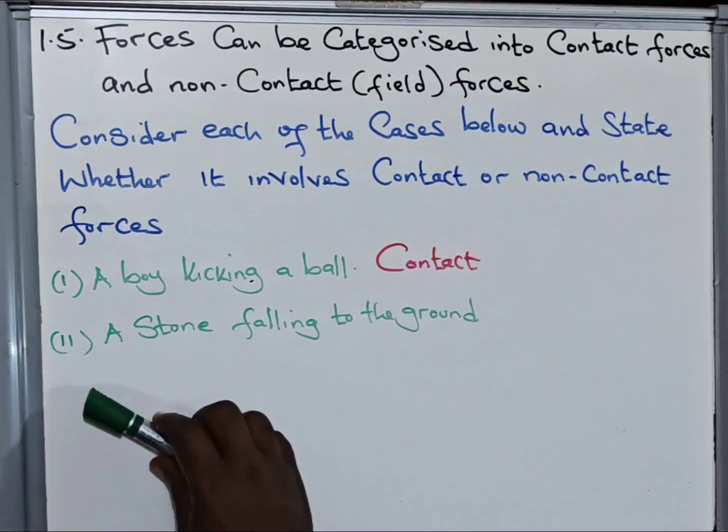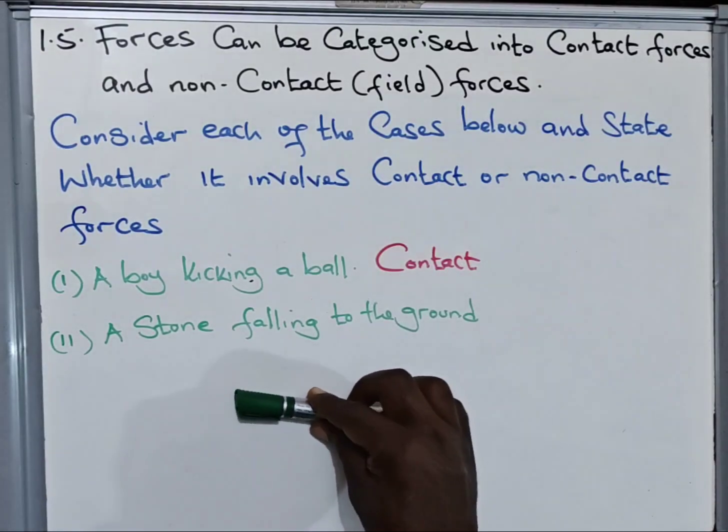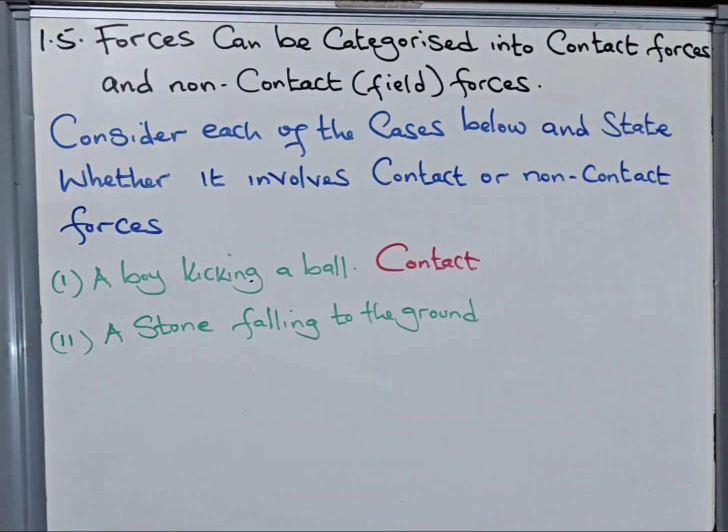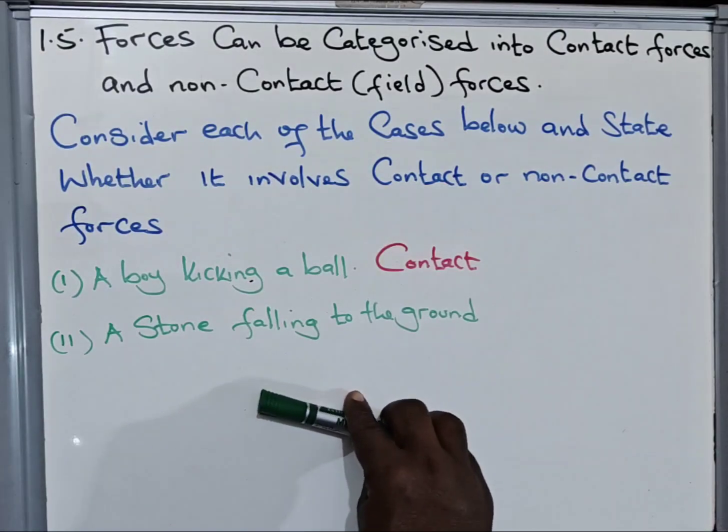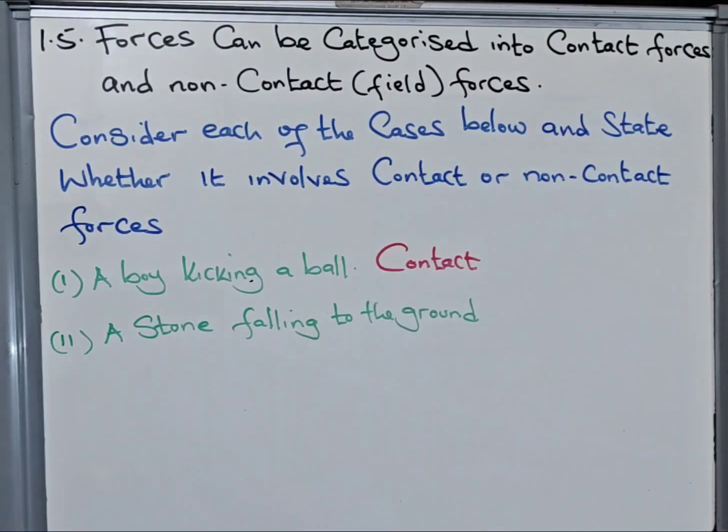Then we come to this one. It says a stone falling to the ground. What is that one? Is it contact or non-contact? The answer here is non-contact. The force which is making the stone come to the ground is gravitational. Actually, it is attraction. The stone is attracting the earth and the earth is attracting the stone. It so happens that the stone is small. That's why you see it moving.